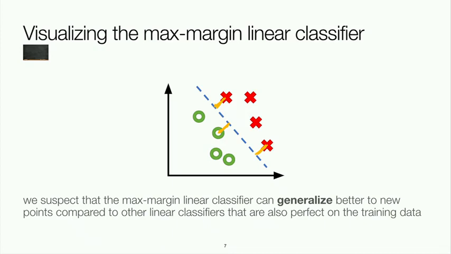So what does that actually mean? Well, what if I drew a decision boundary that looks like this?